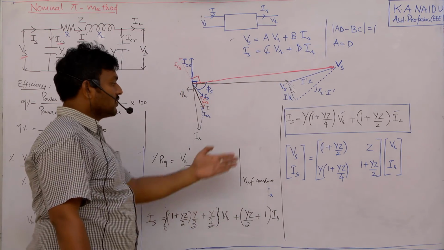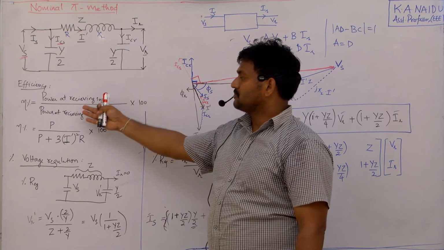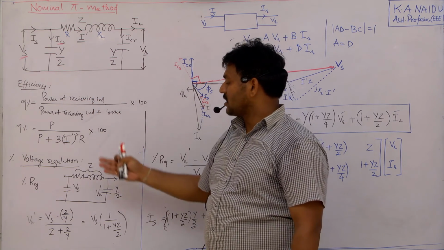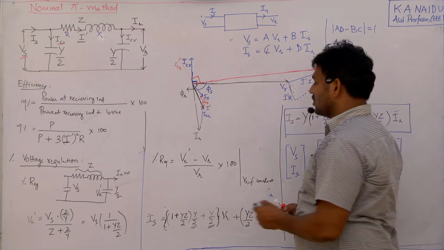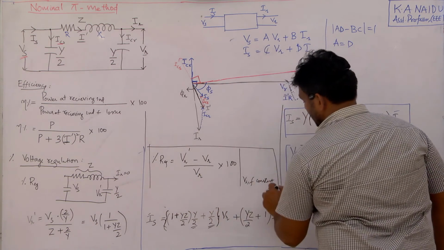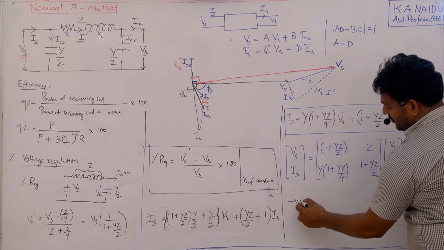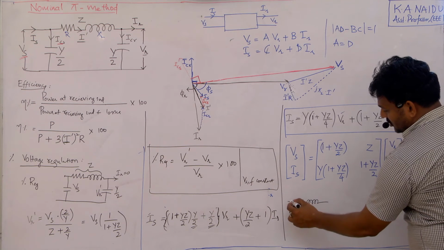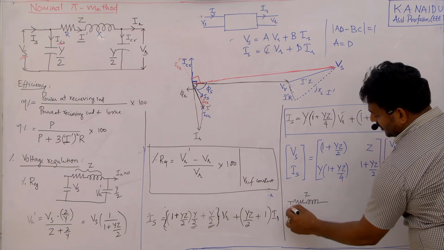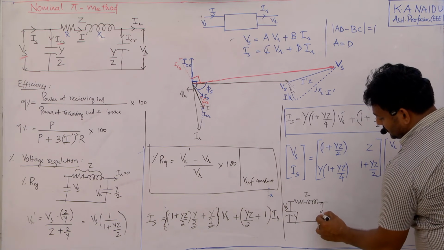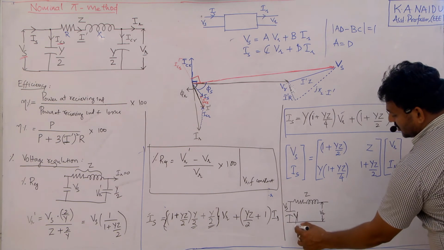Okay, and then after finding these voltage and current relationships, you have to find the performance by using these formulas to find the efficiency and percentage voltage regulation. Okay, there are two more configurations of the nominal pi circuit, you can see them here. In this configuration, you have a series impedance, and then a total admittance lumped at the sending end. This is Vs, this is Vr. This is called the sending end capacitor model.